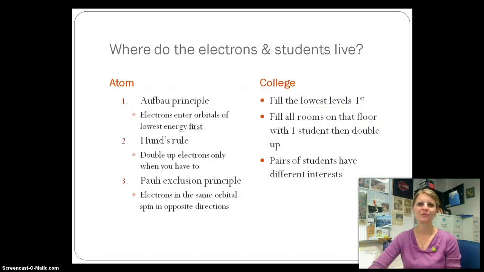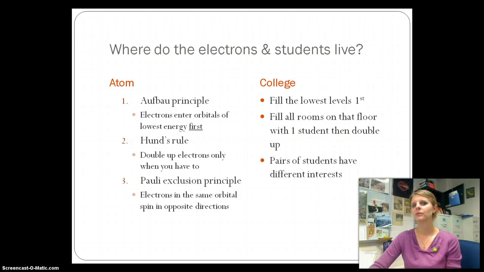Let me show you these rules in words. Aufbau principle: electrons enter the lowest orbitals first. That's their ground state. Hund's rule: double them up only if you have to. The electrons are negative. They don't want to be in the same orbital, but they will if they have to. And number 3, electrons in the same orbital have to have opposite spins. Pauli exclusion principle.